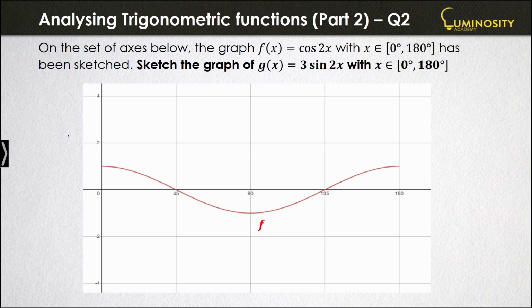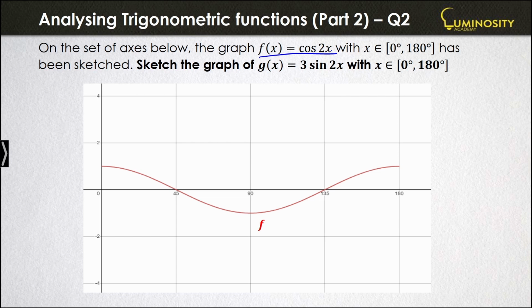Okay, so let's have a look at question 2. On the set of axes below, the graph f of x equals cos 2x, with x between 0 degrees and 180 degrees, has been sketched. We want to sketch the graph of g of x, which is equal to 3 sine 2x, on that same interval. Okay, so this is the graph f of x that's been given.